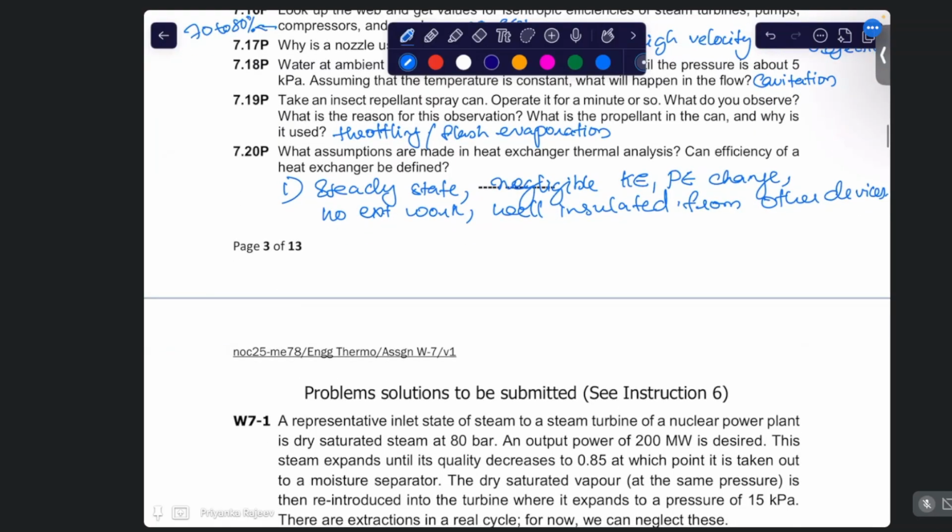Okay, so efficiency is equal to actual heat transfer to maximum possible heat transfer. That is how we define the efficiency of a heat exchanger.